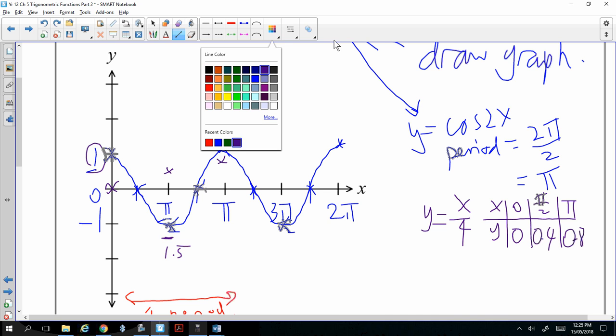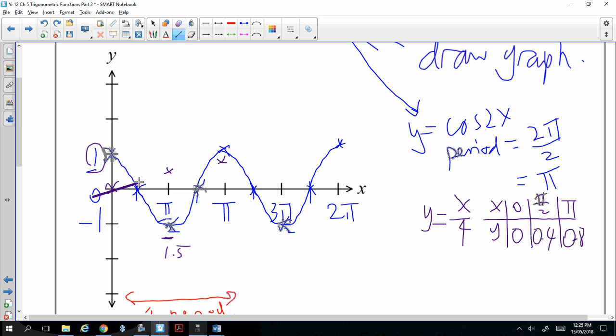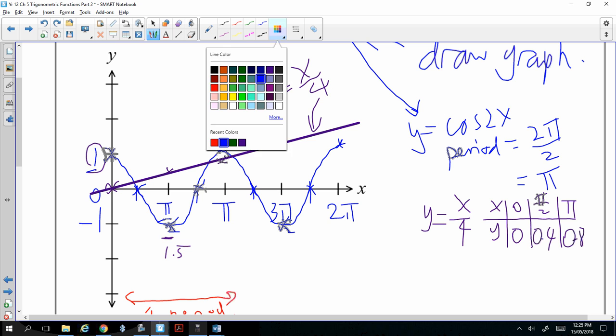Okay, so it looks something like this. Use a ruler. Okay, works. I think it's good now. Okay, good. So there's your straight line. And then we'll go back here, and then go here. Okay, good. So this is y equal to x on 4. The other one is y equal to cos 2x, like this.